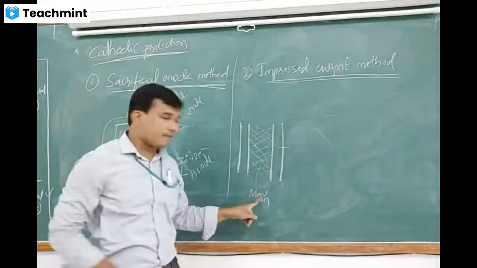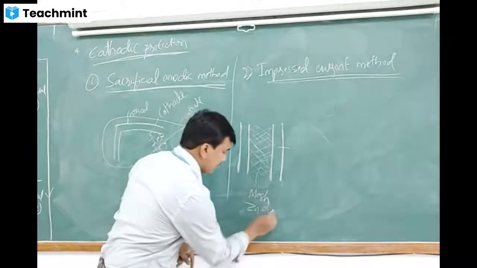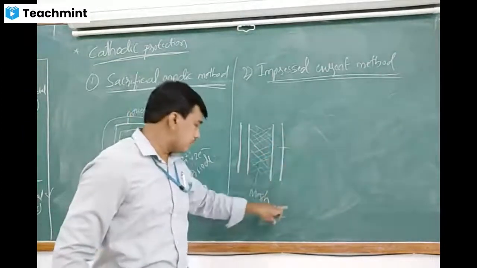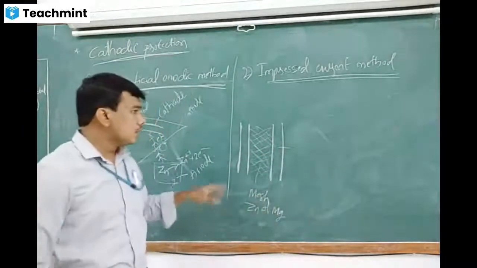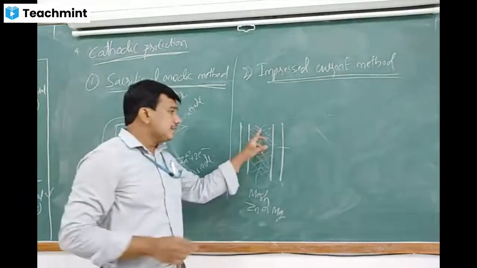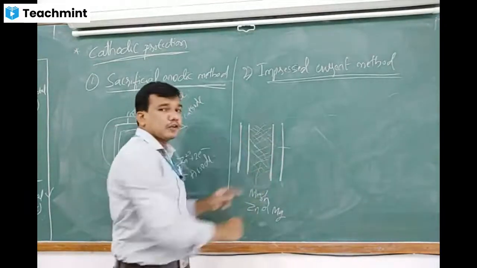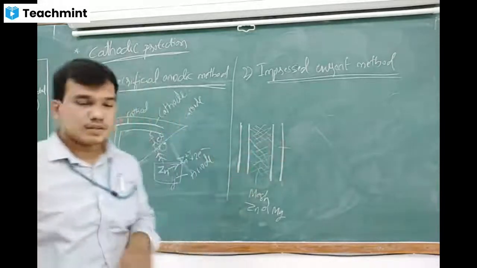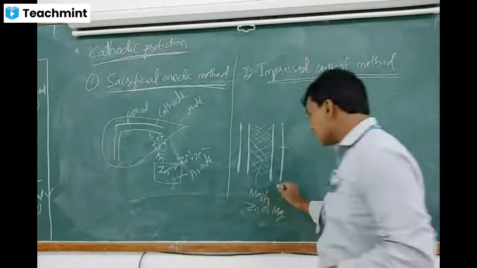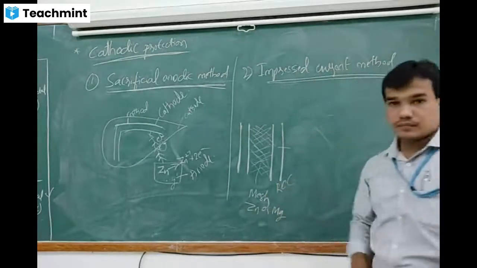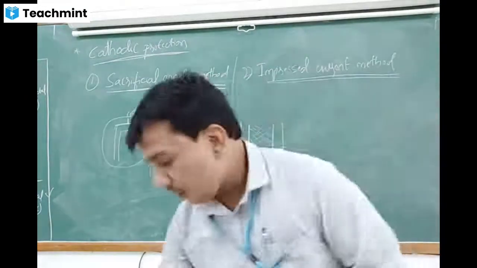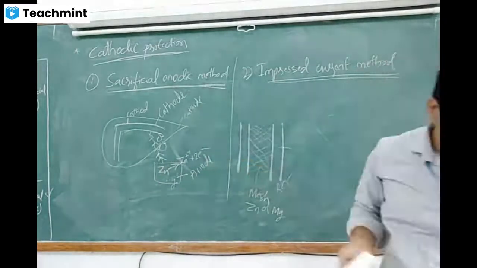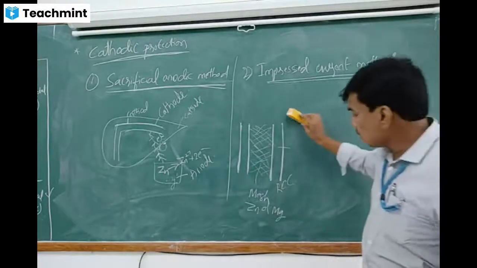The mesh is made up of either zinc or magnesium, a metal which should act as an anode. For the time being, this mesh will undergo corrosion, and it protects the iron rods from corrosion. That's why they use it in reinforced concrete. They use this method, the sacrificial anodic method.